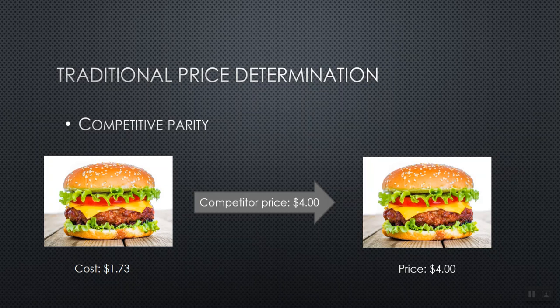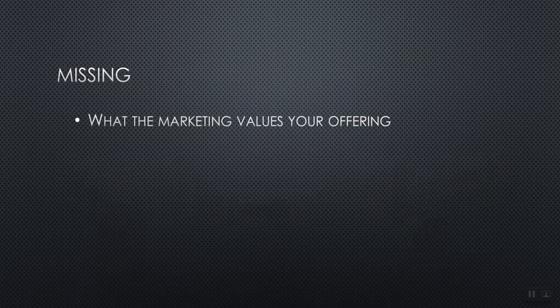They're missing one key thing: the market value. This is the value that the market is willing to pay for your offering. What if they're willing to pay $15 for your hamburger because you use fresher ingredients? Maybe your beef is higher quality. Maybe your chef is better. Maybe it's just a better tasting burger. But you're selling it at the competitive parity point of $4. How much are you leaving on the table? $11. That's a lot of money per hamburger.